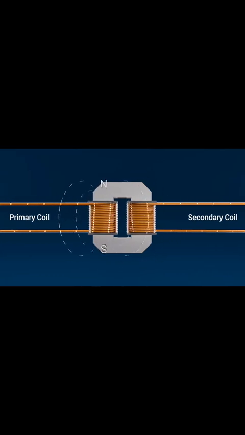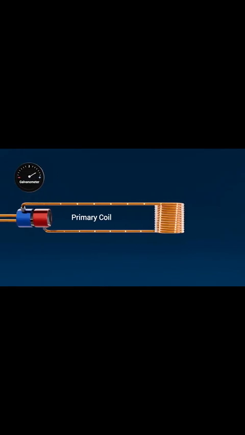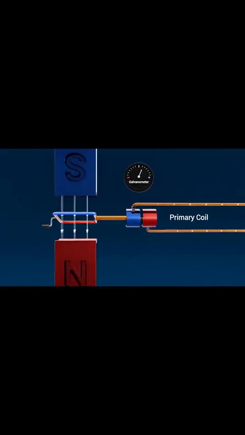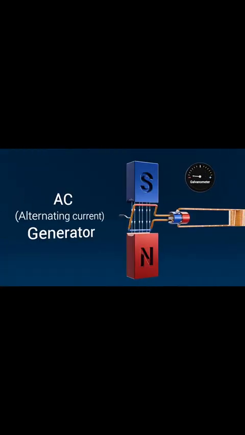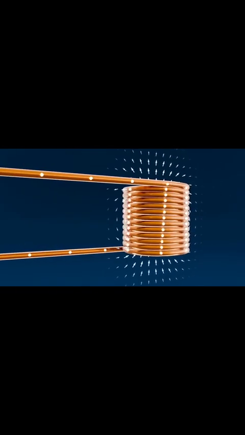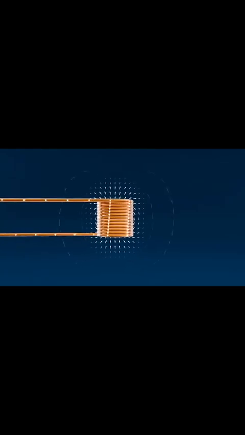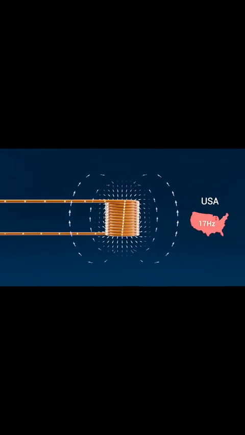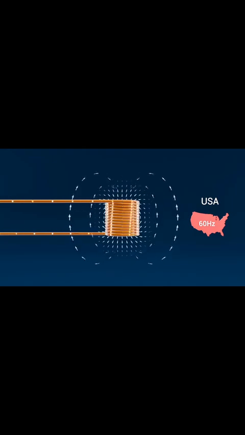Let's picture it like this for a second. Imagine a coil connected to an alternating current, AC, voltage supply. This is our primary coil. As the alternating current flows, it produces an alternating magnetic flux. If we take the US supply as an example, that's 60 Hz, meaning the current, and thus the flux, is changing direction 60 times a second.